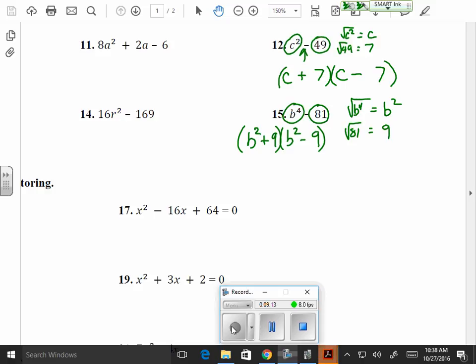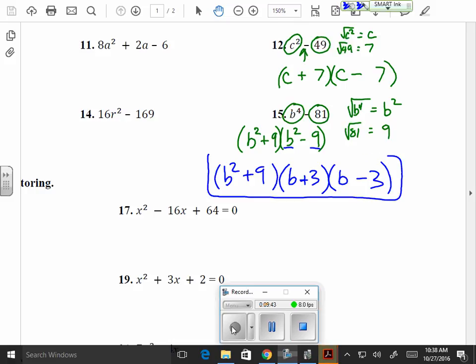But am I finished? Look here, b squared minus 9, I have a difference of two squares again. So b squared minus 9 can be broken up as b plus 3 and b minus 3. And I leave b squared plus 9. If it's a sum of two squares, it can't be broken down, but a difference of two squares can.